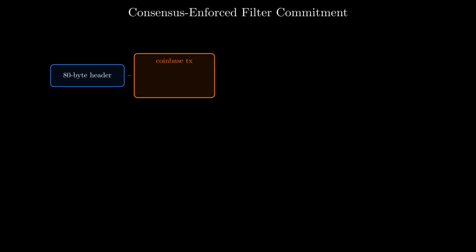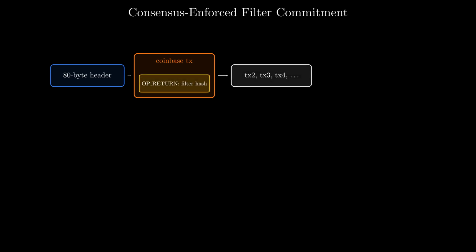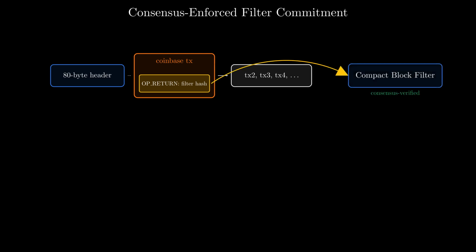There's still one loose end. Nobody is forcing those filters to be honest at the protocol level. Yet, developers have proposed committing the filter's hash inside the Coinbase transaction, the first transaction in every block, the one that pays the miner. The Coinbase has spare data fields perfect for commitments. If the filter hash lives there, miners are signing off on filter accuracy when they mine the block.